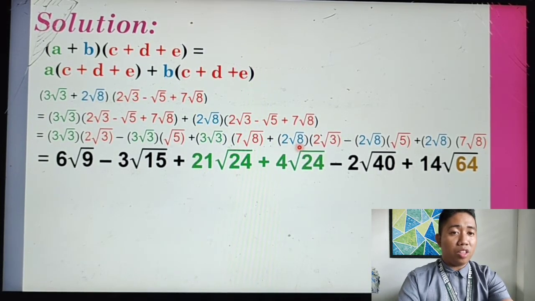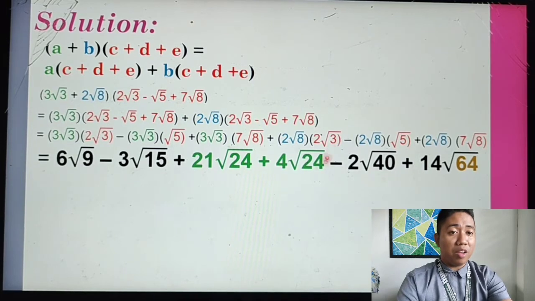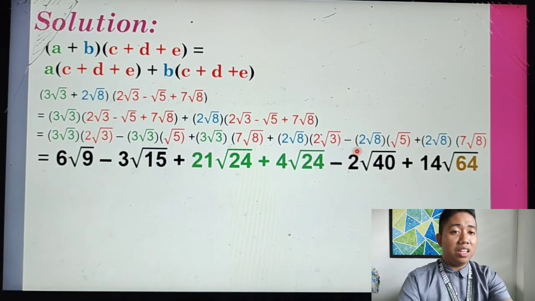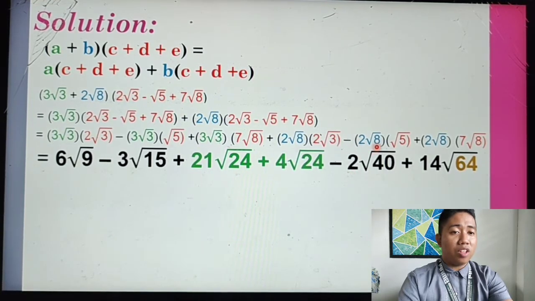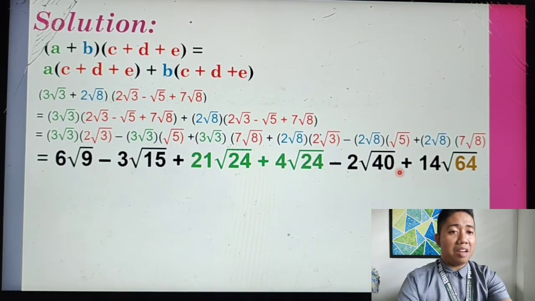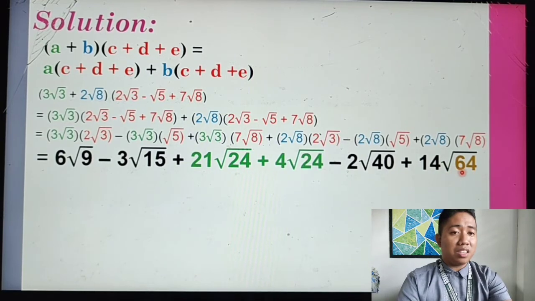Also, 2 square root of 8 times 2 square root of 3, so 2 times 2, which is 4, and square root of 8 times square root of 3, which is square root of 24. And then 2 square root of 8 times square root of 5, so we copy the constant, which is 2, and square root of 8 times square root of 5, which is square root of 40. Then added by 2 times 7, which is 14, square root of 64.